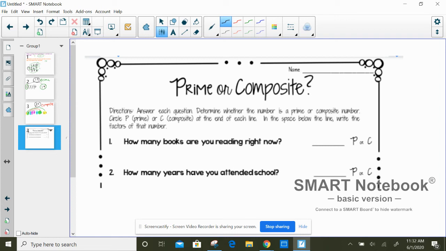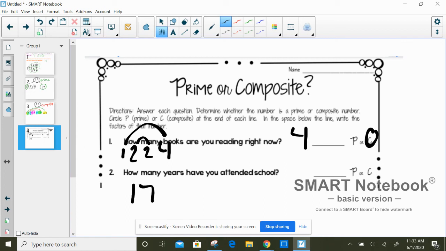How many books are you reading right now? Well, I personally am reading 4 books right now. And so then you're going to write the factors below. So I know 1 and 4 create 4, and 2 and 2. So look, I have 1, 2 factor pairs. That means it must be composite. How many years have you attended school? Mrs. Shores attended school for a long time because I went to school when I was younger and then I went to college later. So let's see, it's like 12 plus 5, so 17 years.